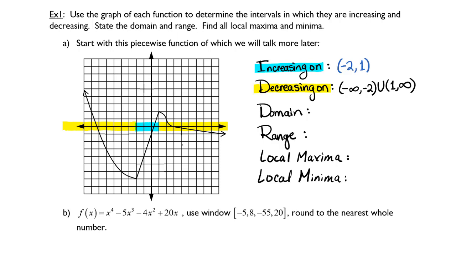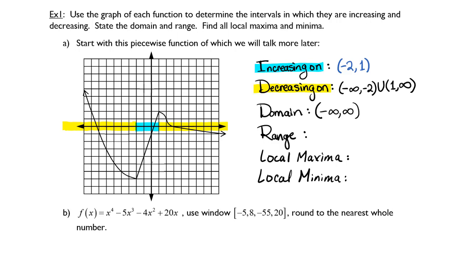Now if I look at the domain of my function, there are no holes on this piecewise function. So as I move along, or pretend I'm just walking along this function, there's no place where I have to jump a gap in the graph. So the domain is -infinity to +infinity.